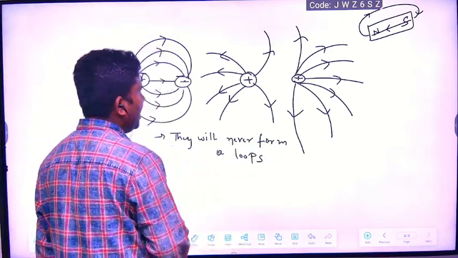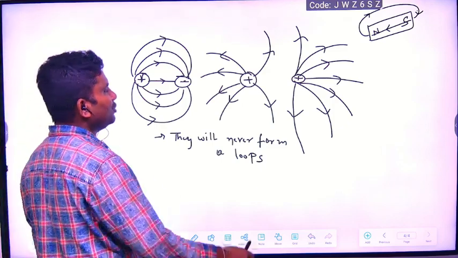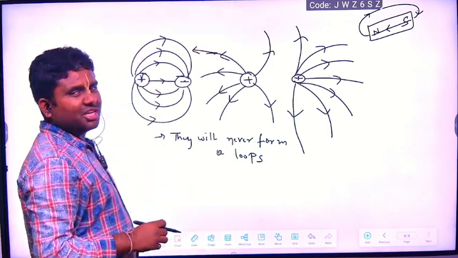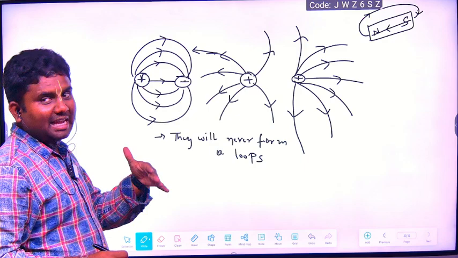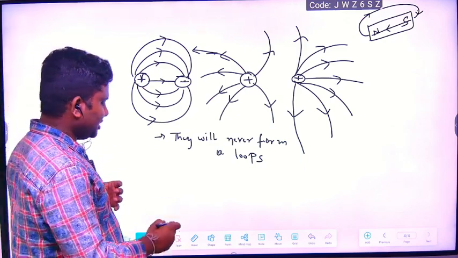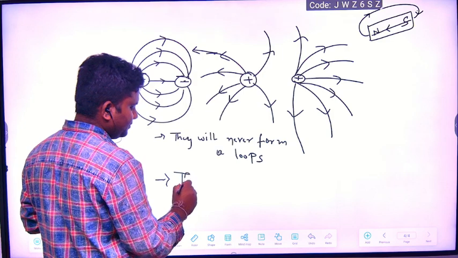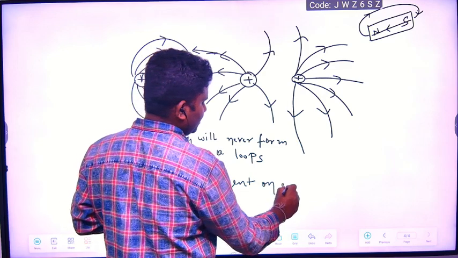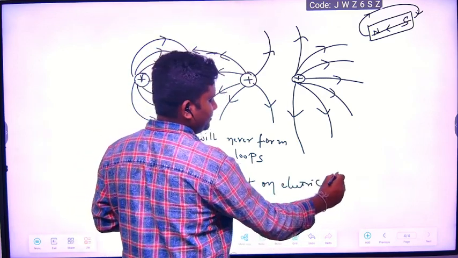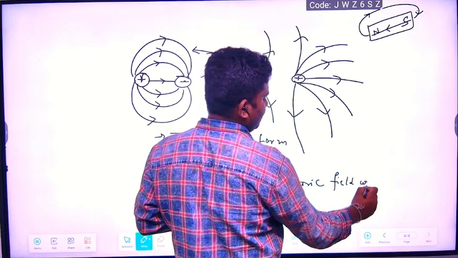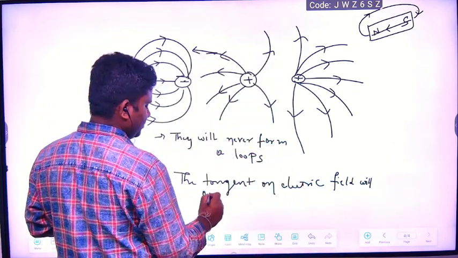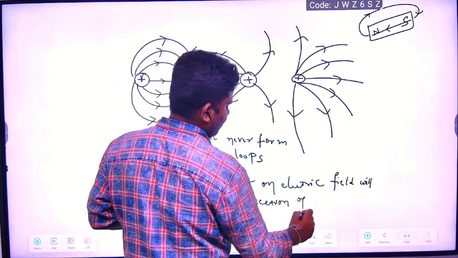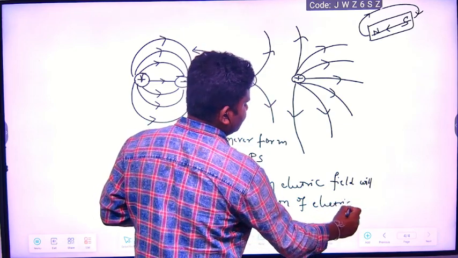If you want to know the direction of the electric field at any point, you just draw the tangent. The tangent at any point on the electric field line gives the direction of the electric field. This is about electric field lines.